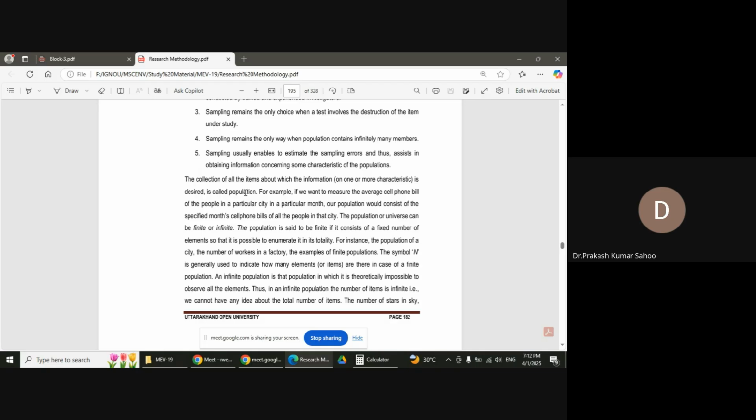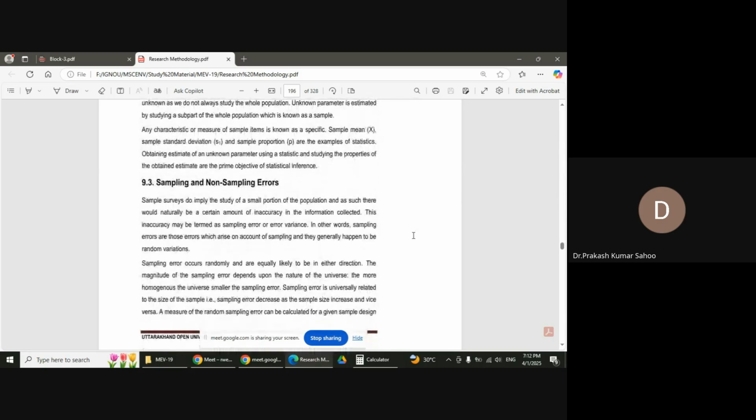Then, the collection of all items about which the information is desired is known as the population. They are the general terms. I will just skip these ones.